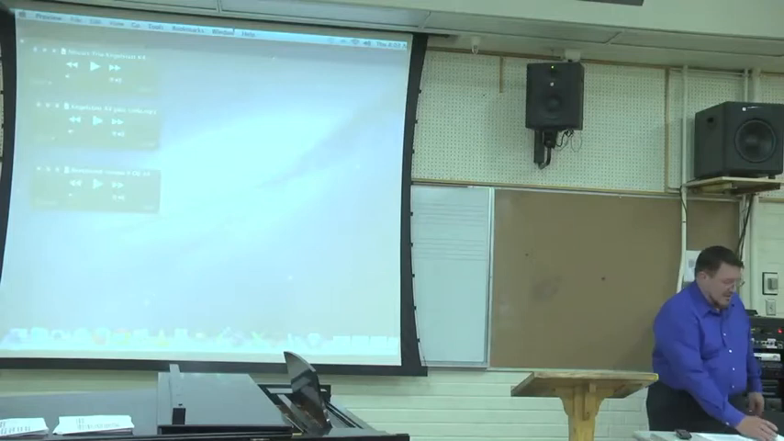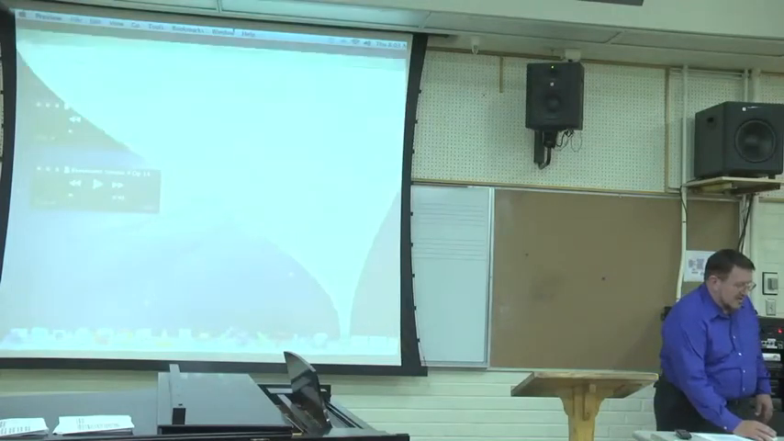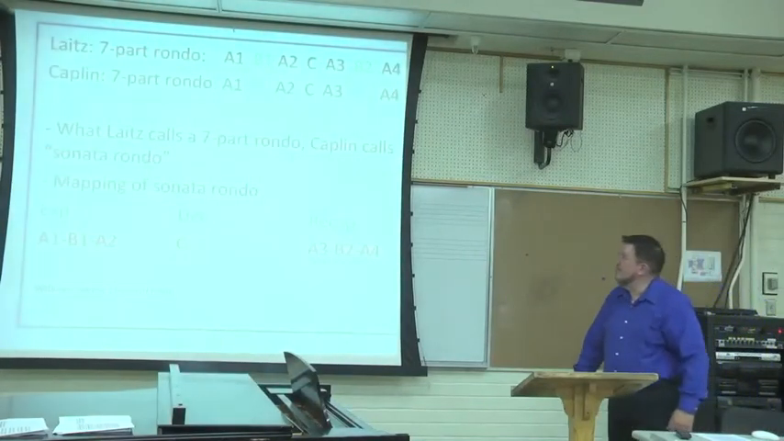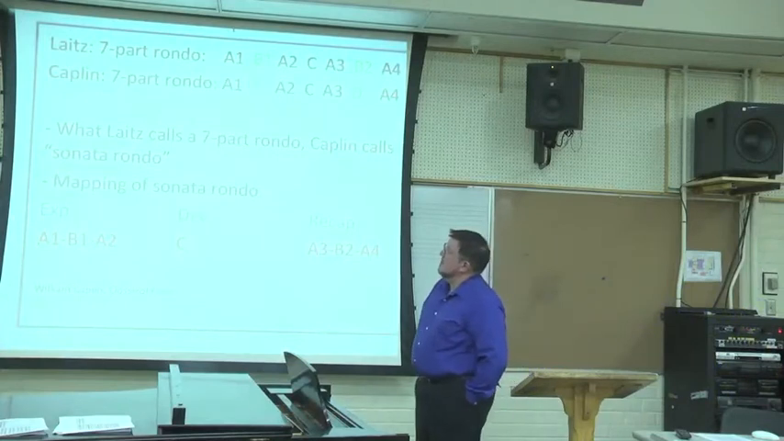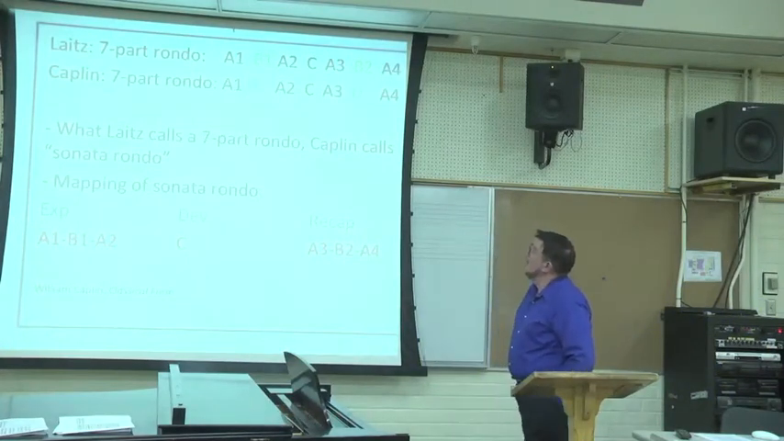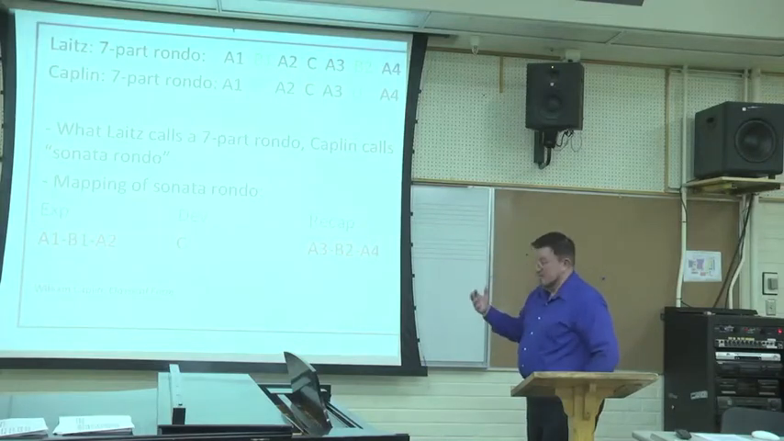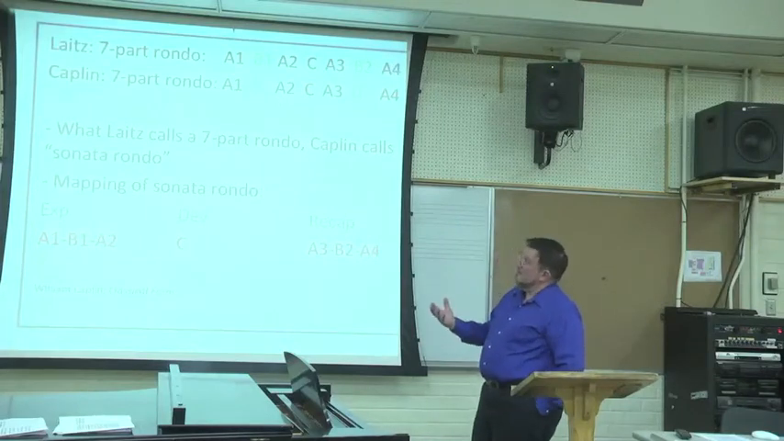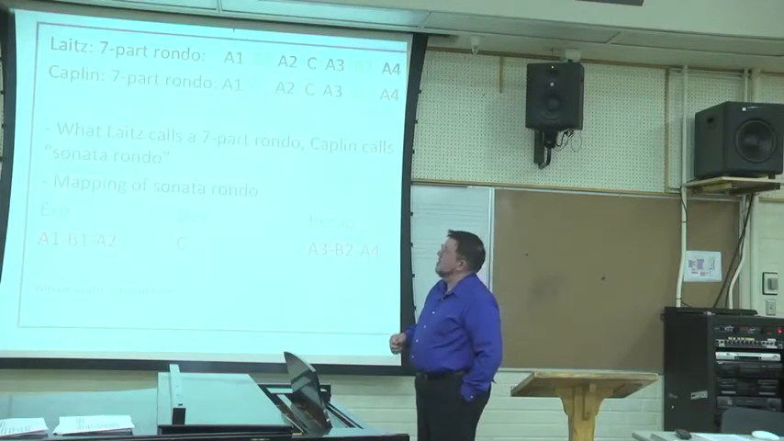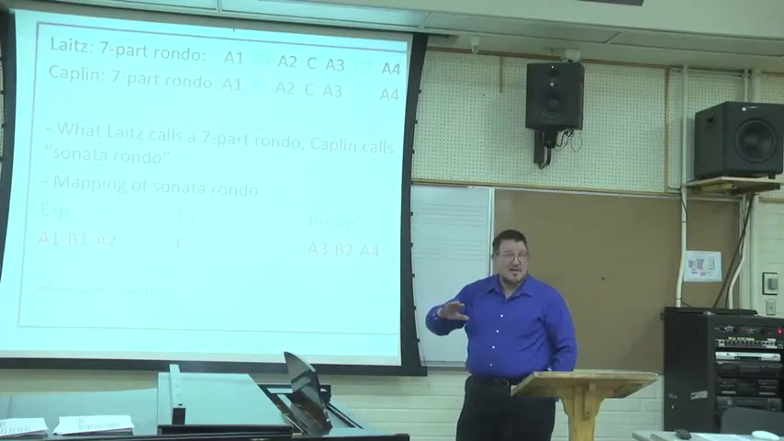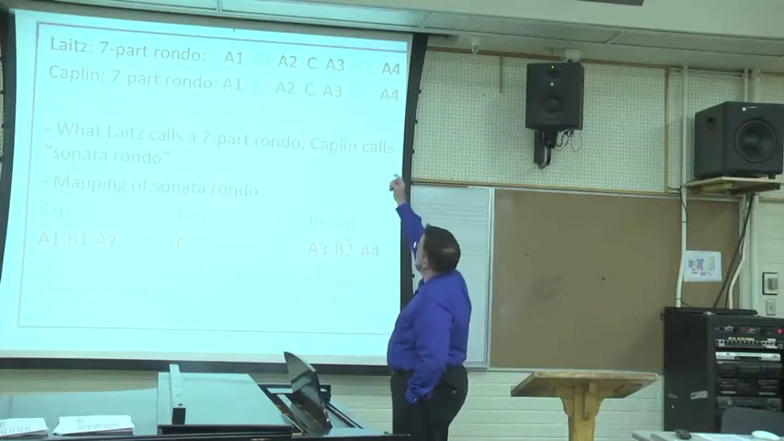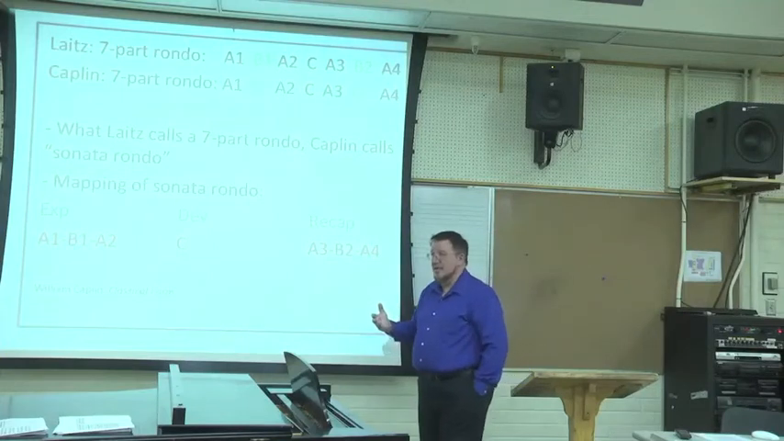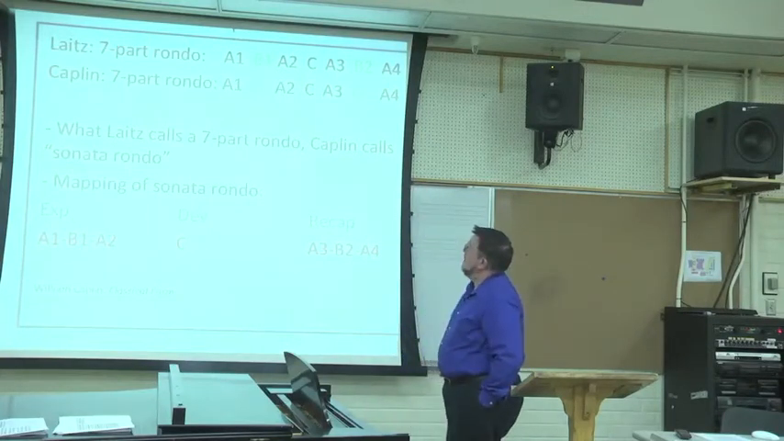Next thing I want to mention is that we have talked about the Laitz textbook that defines the 7-part rondo, as you see up there. There are several other books on analysis of form. One of them, for example, is the one by William Caplin called Classical Form. And he defines the 7-part rondo differently from Laitz. He doesn't use B1 or B2, he just uses B, C, and D, so that all 3 of those episodes are not related. Okay? You can see how they sort of match up here.